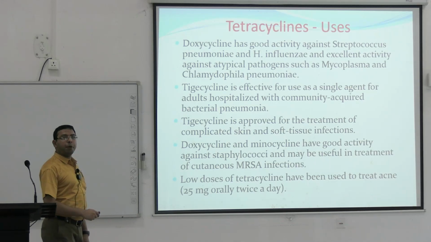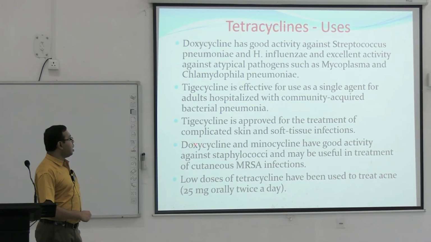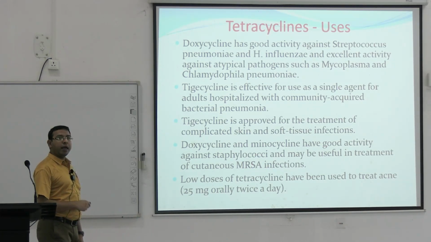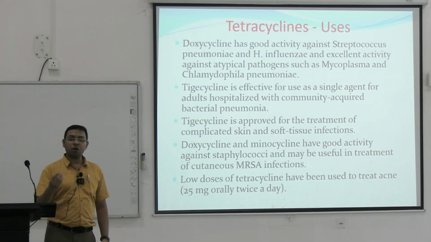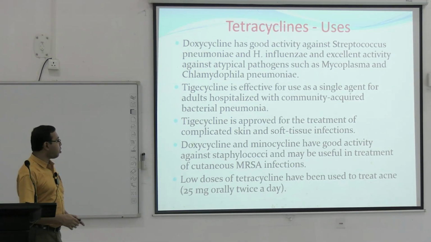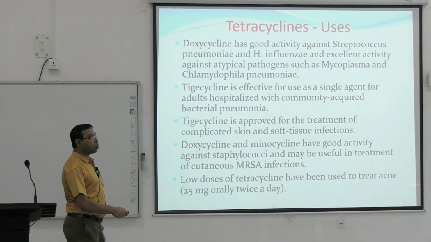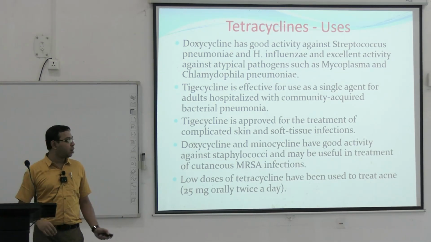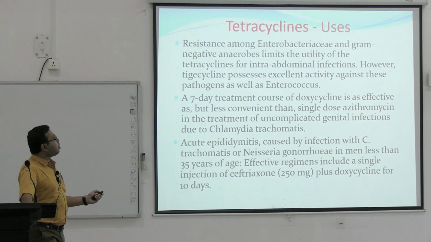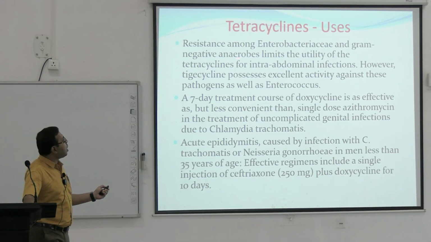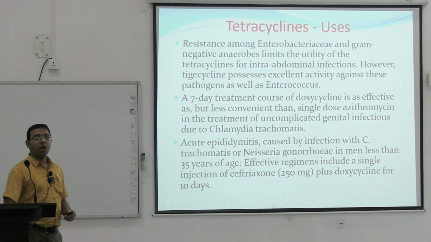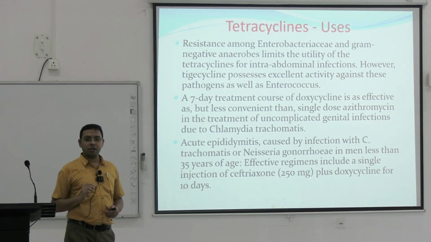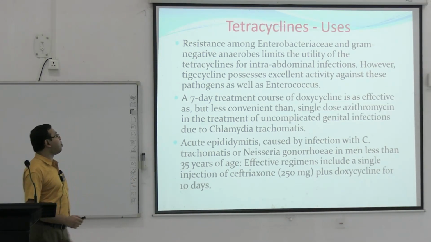Tigecycline is approved for the treatment of complicated skin and soft tissue infections. Already we have seen. Doxycycline and minocycline have good activity against staph and are mainly useful for MRSA infections, that is, methicillin-resistant Staphylococcus aureus infections, most commonly cutaneous skin infections. For acne, 25 milligrams orally twice a day is very effective. Resistance among Enterobacteriaceae and gram-negative anaerobes limits the utility of tetracyclines for intra-abdominal infections, because intra-abdominal infections are mostly caused by different types of gram-negative organisms like Enterobacteriaceae. So they are still resistant to different types of tetracyclines.